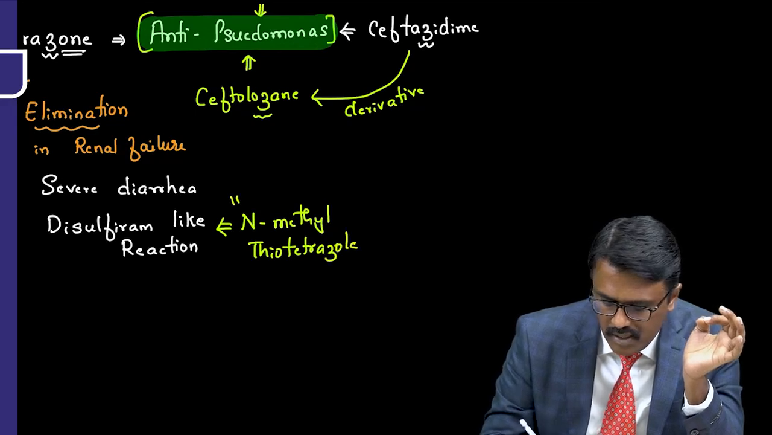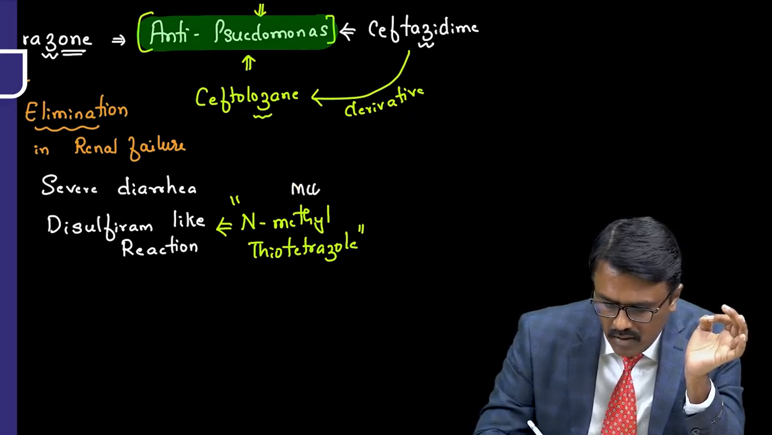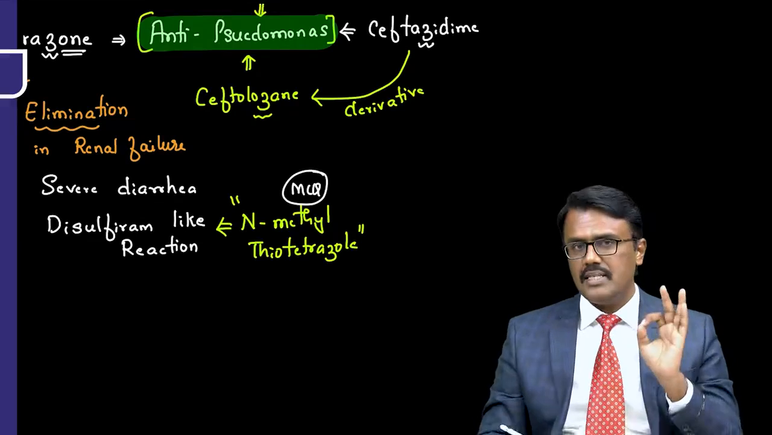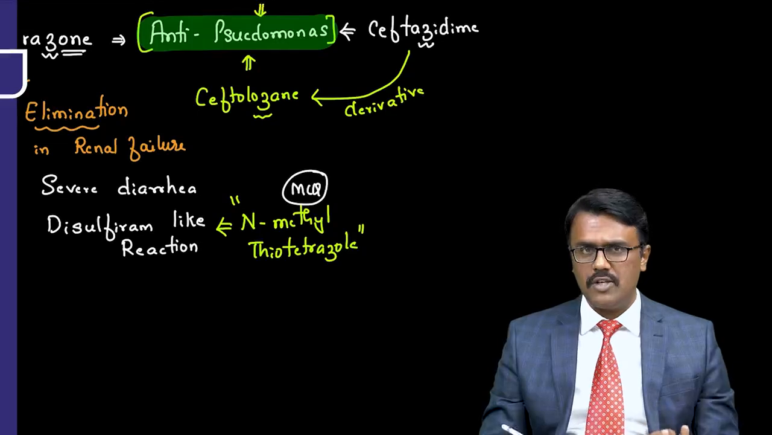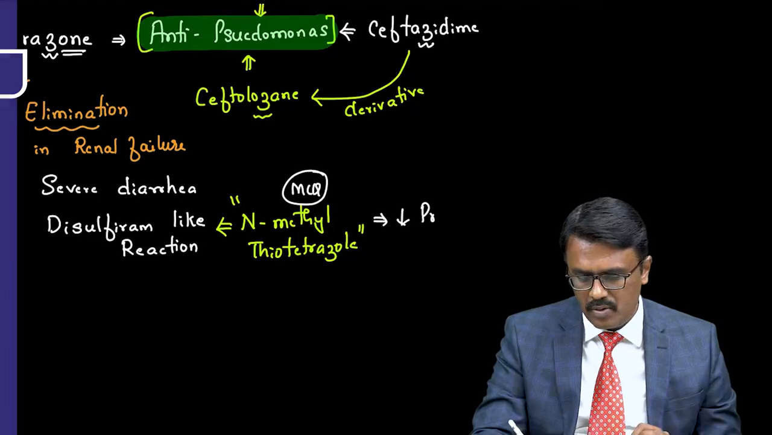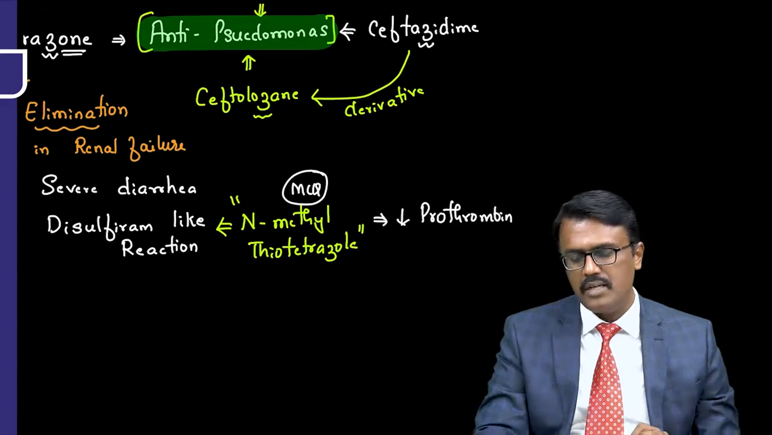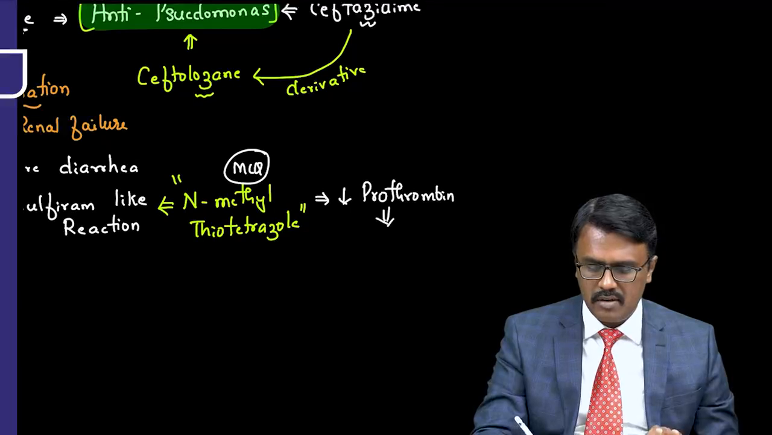So they have N-methyl thiotetrazole. This question is also asked: why will it cause a disulfiram reaction? Cephalosporin, because it has the N-methyl thiotetrazole in its structure. It is also responsible for decreasing the prothrombin. Prothrombin is required for clotting, and if the prothrombin is decreased, there is a risk of bleeding.